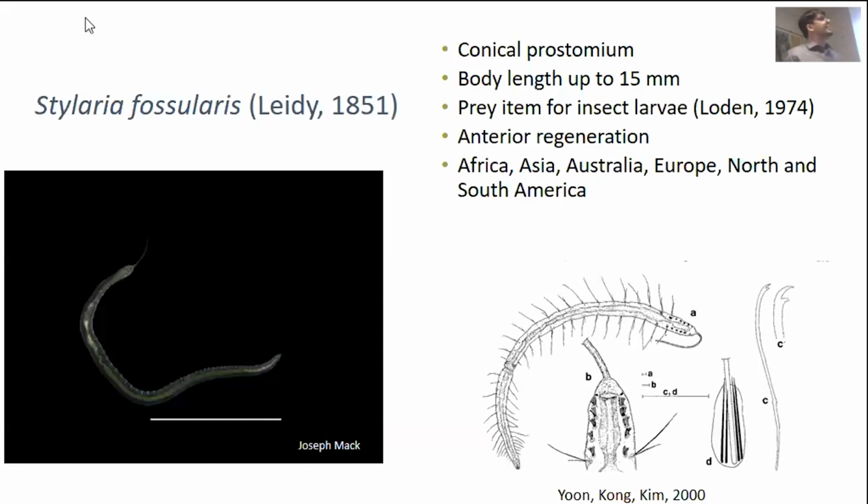Stylaria fossilaris has this nice conical prostomium that's kind of hard to see in this photo. They're a little bit smaller than Stylaria lacustris, so they only go about 15 millimeters. These are a pretty common prey item for insect larvae. Chironomids will eat these a lot. They go through what's called anterior regeneration, and Stylaria lacustris also possibly goes through anterior regeneration. So you cut the worm in half, it's going to regenerate at the anterior end and keep forming the head first. And then these organisms have been found, like previously, on every continent except for Antarctica.